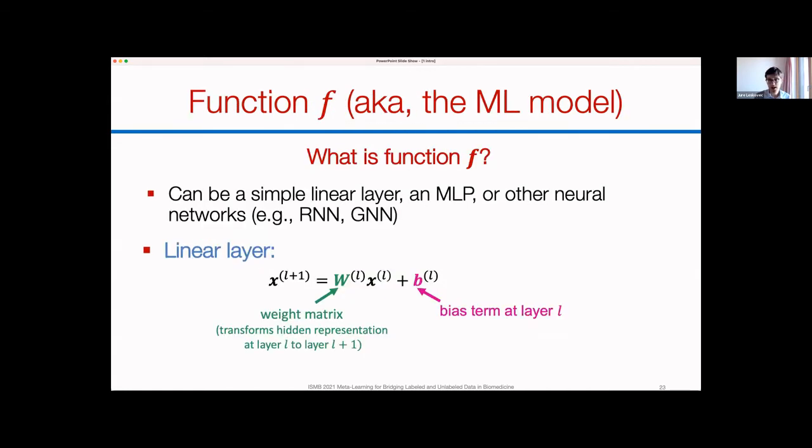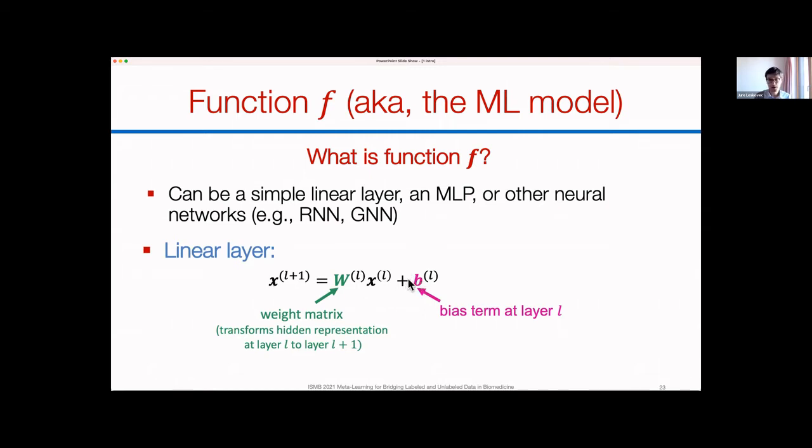Now, what remains unanswered is what is this function f? What is the machine learning model? And this function f can be, let's say, a simple linear layer, a multi-layer perceptron, so a multi-layer neural network, or some other type of neural network, like a recurrent neural network or a gated neural network, right? A linear layer is simply defined by saying the output at a given layer is some parameter matrix W times the input vector plus the bias term B. So here W and B are our model parameters. So theta equals matrix W and the bias term B, right? So that's the idea, and we want to learn these two parameters.